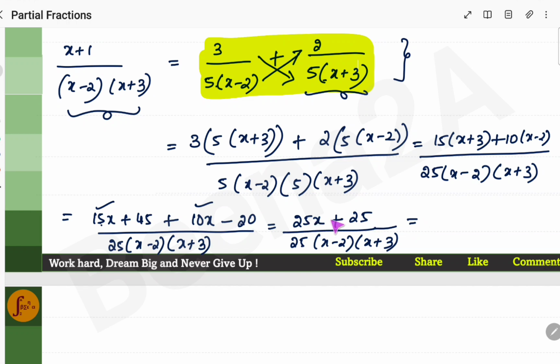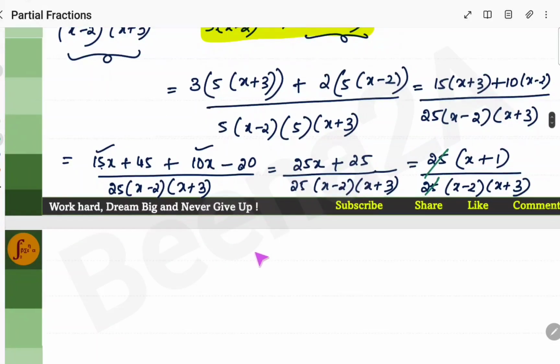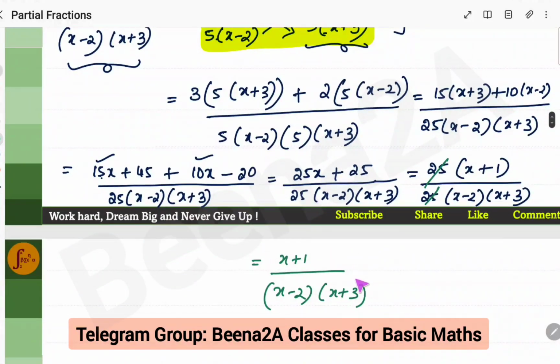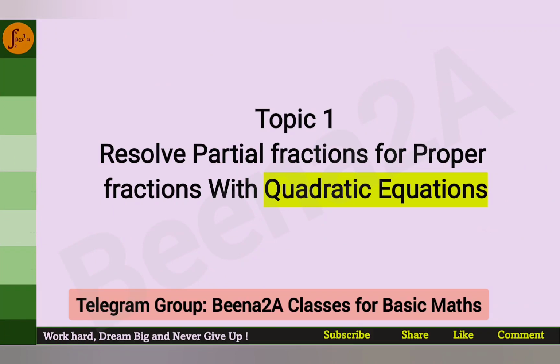Now I can take 25 as common, right? If I take 25 as common, I'll be left with x. And since I've taken 25 as common, I'll be left with 1 here. I'll get 25 into x minus 2 into x plus 3. I can cancel 25 and 25. So what I'll be left with? x plus 1 by x minus 2 into x plus 3. Now observe, this is the original function. Both are the same, right? So we have verified that the answer that we got is correct. Now let's look at problems related to proper fractions with quadratic equations.